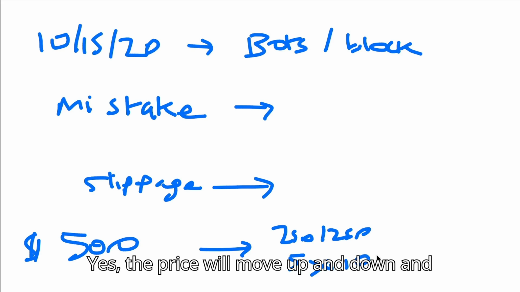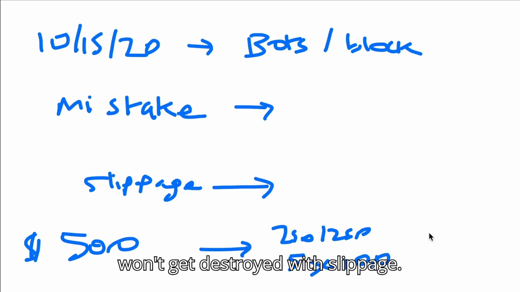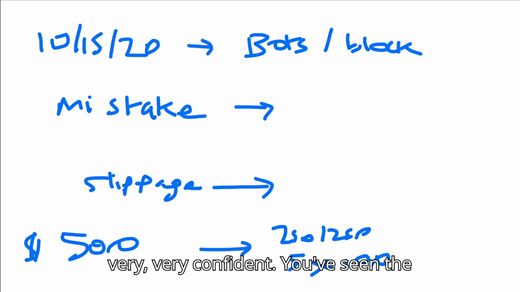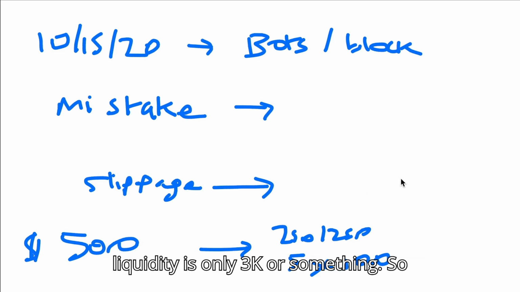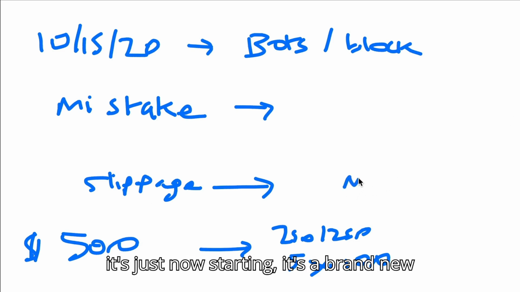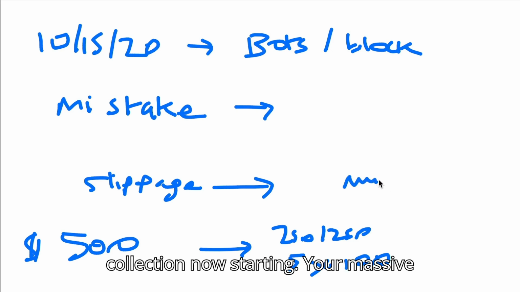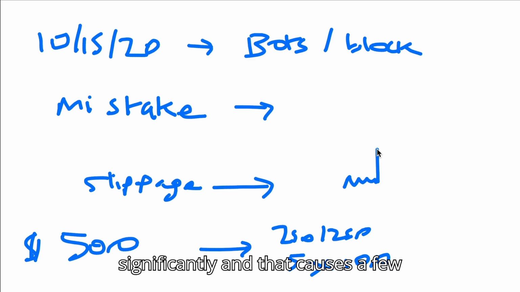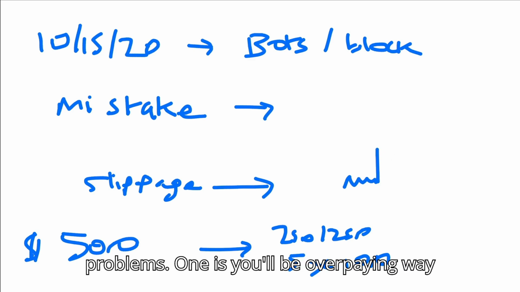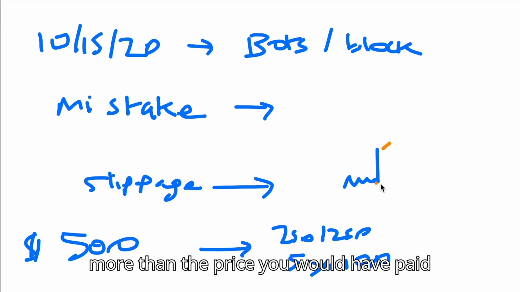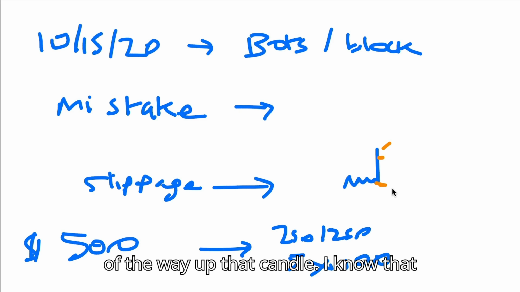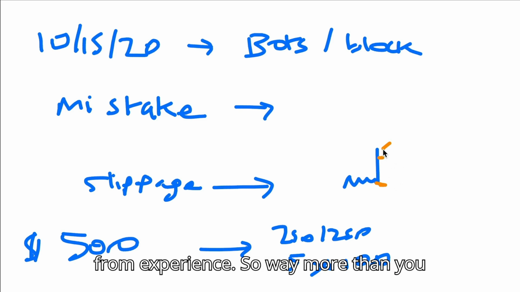Yes, the price will move up and down and you won't get your perfect entry, but you won't get destroyed with slippage. Because in early collections, you want to invest a little bit heavily, you're very, very confident, you've seen the same setup so many times before, but the liquidity is only 3k or something, so it's just now starting, it's a brand new collection. Your massive 500 purchase will push it up significantly, and that causes a few problems. One is you'll be overpaying way more than the price you would have paid here. You'd be paying somewhere like 3/4 of the way up that candle. I know that from experience. So it's way more than you should have been paying.